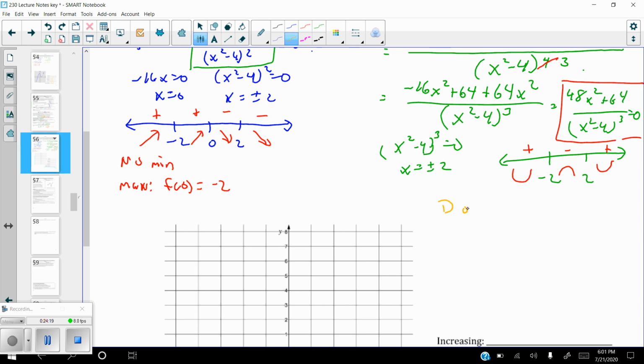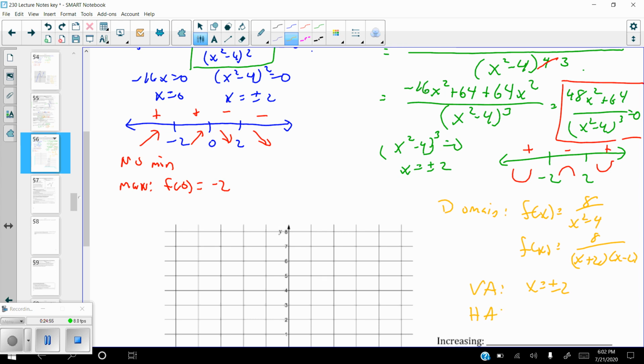So, domain of f of x equals 8 over x squared minus 4. Well, f of x can be simplified by factoring the denominator to x plus 2, x minus 2. Neither one of those things simplify, which tells me that at x equals positive 2 and negative 2, those are vertical asymptotes. And the only other thing we have to determine is if there's a horizontal asymptote.